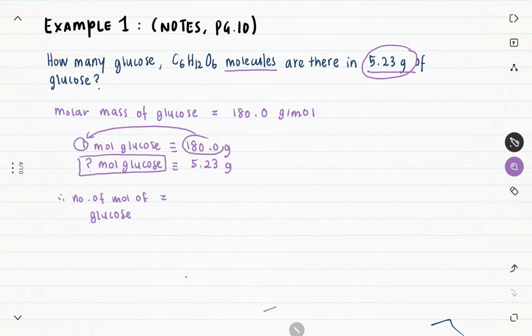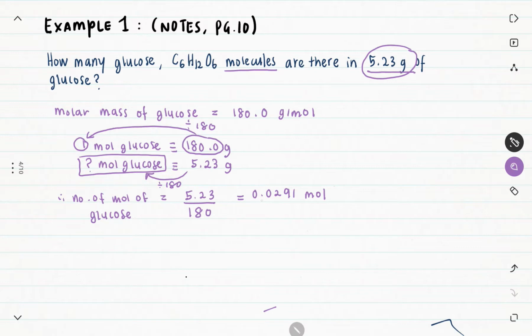How to convert 180 to 1? We need to divide by 180. So if above, divide by 180, so below, we need to divide also by 180. So you will get the formula 5.23 divided by 180. So you will get 0.0291 mole. Okay, that is mole of glucose.